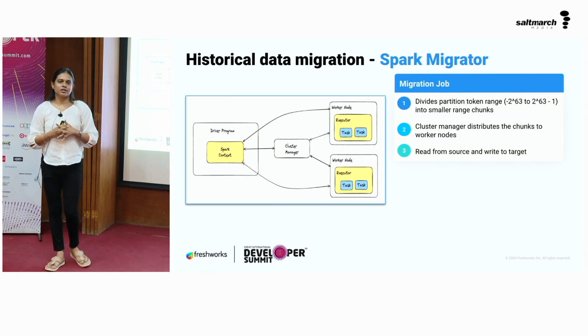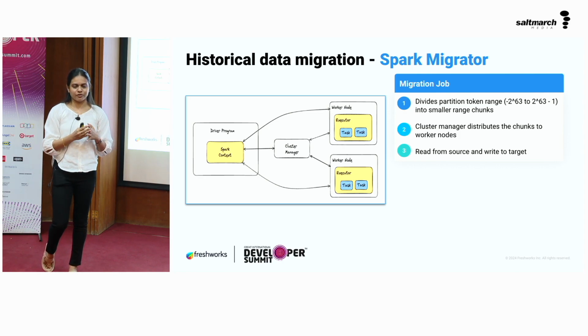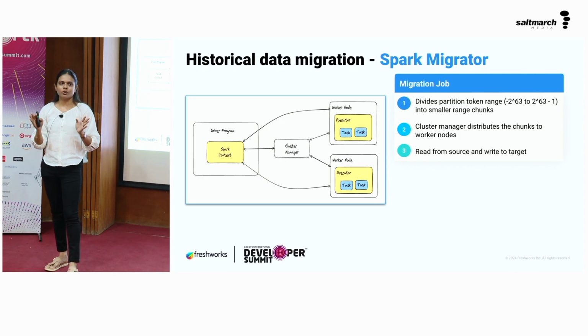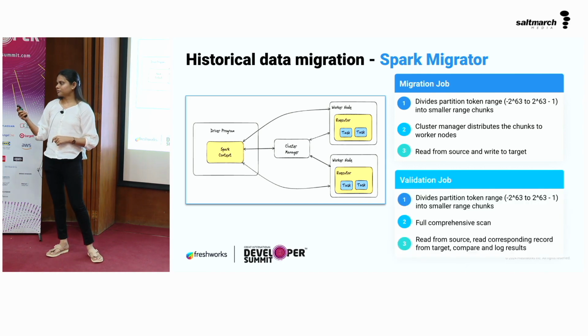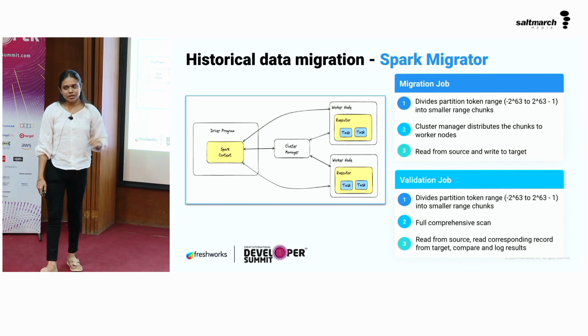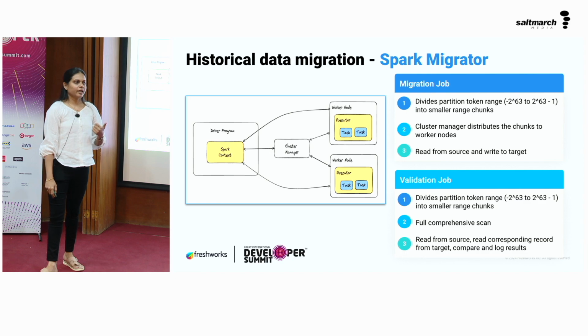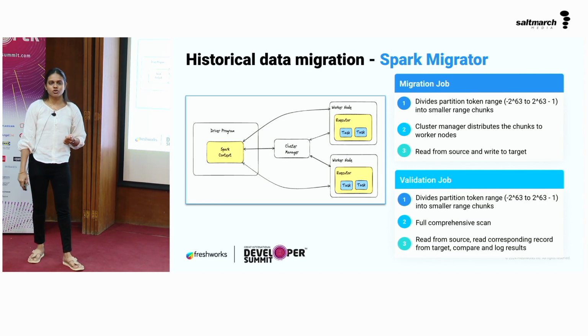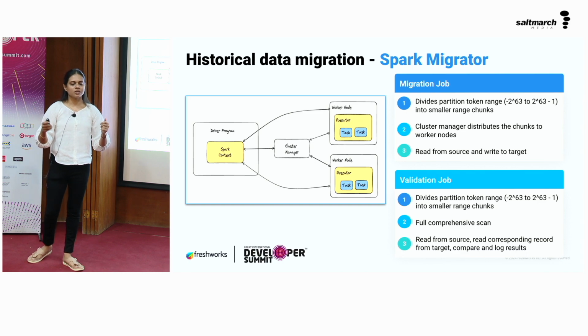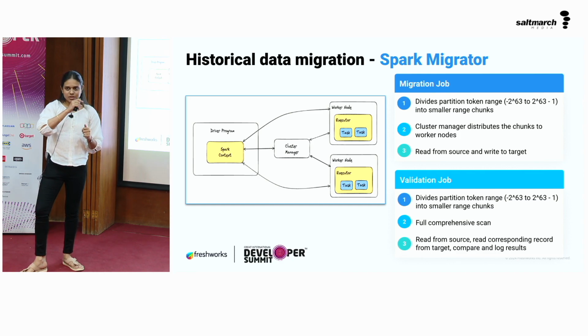And any data migration, again, cannot be considered complete without a verification phase. We want to validate whether we did it all right, that is, copied all the data from source to target. So that brings the need for a validation job. This validation job is just yet another Spark job that operates in a similar manner to the migration job, where the entire token range is split into chunks. Here, the worker node reads from the source cluster, reads the corresponding records from the target cluster, and does a one-by-one comparison to log all the discrepancies. And this can also be chosen to run in autocorrect mode, where you can correct the discrepancies right away as you run the validation job.